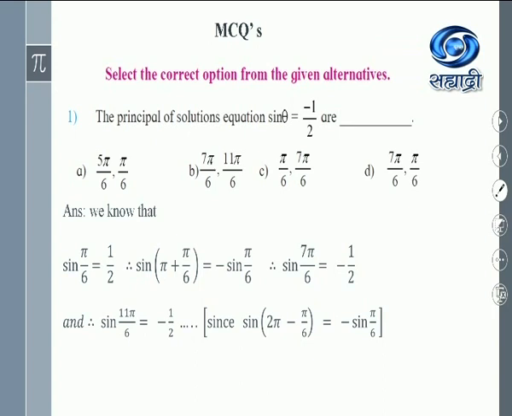In the third quadrant, only tan is positive, remaining trigonometric ratios are negative. But the actual angle is 7 pi by 6. So sine 7 pi by 6 is minus 1 upon 2. Similarly, sine 11 pi by 6, with the allied angle 2 pi minus pi by 6, is again minus 1 upon 2, which is minus sine pi by 6. So what is the answer? The answer for this is 7 pi by 6 and 11 pi by 6.